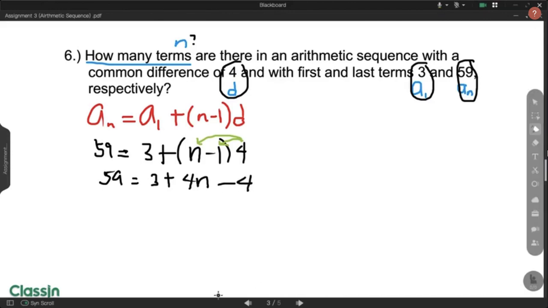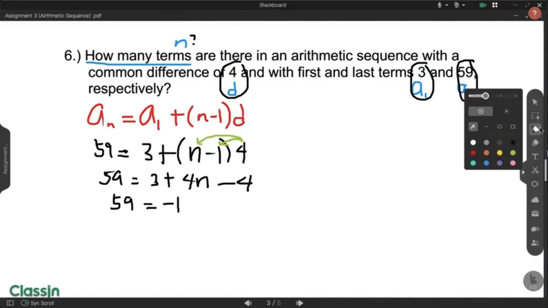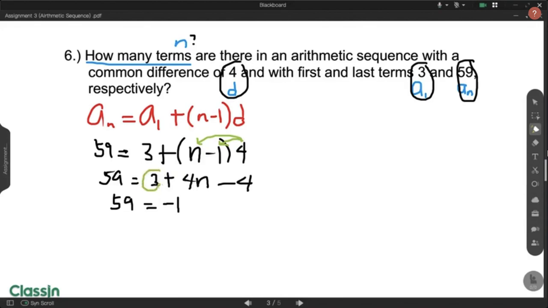There you go. We can combine 3 and negative 4. That is negative 1. Just in case you're confused where I got negative 1, I got that from here. 3 minus 4 is negative 1. It's there, okay? Negative 1. And then let's copy plus 4n.